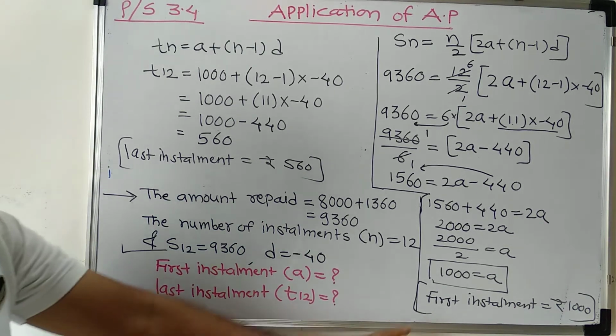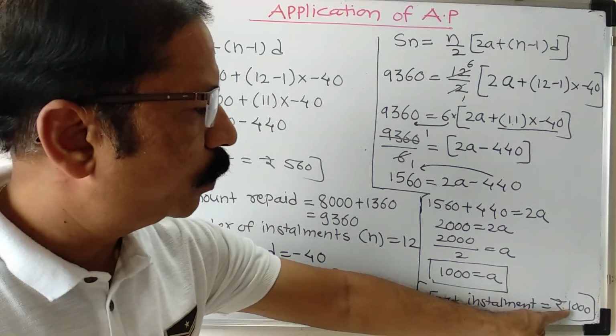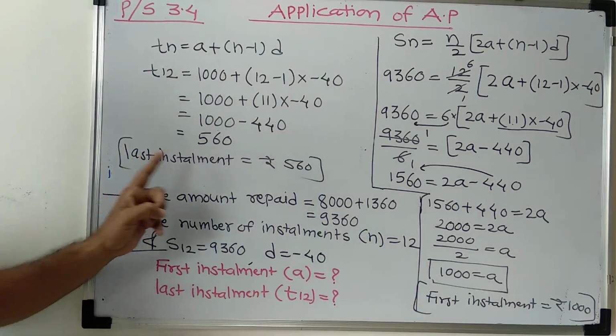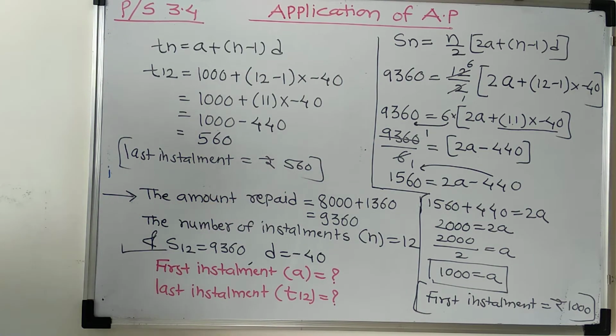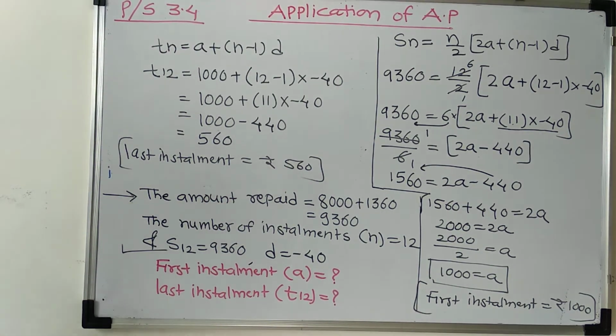So you have to write the answer. First installment is equal to rupees 1000 and last installment will be rupees 560. Like this you have to do this sum by using the formula of Sn.